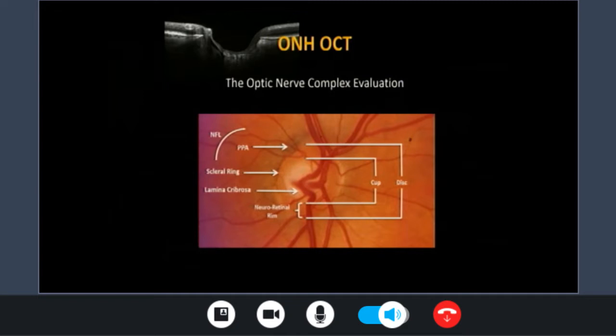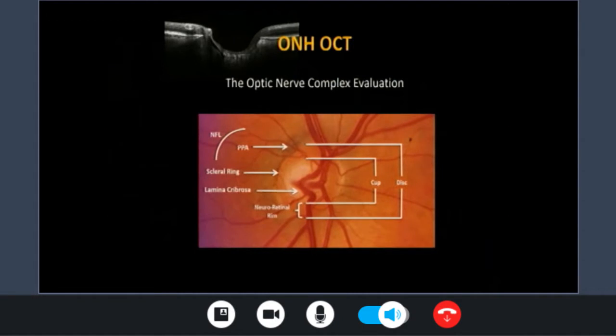So when we talk about OCT in glaucoma, why do we need it actually? As a glaucoma specialist, whenever we examine the optic nerve, we have the capability of saying most of the time that this is actually a glaucomatous or non-glaucomatous optic nerve head, which is true to some extent.